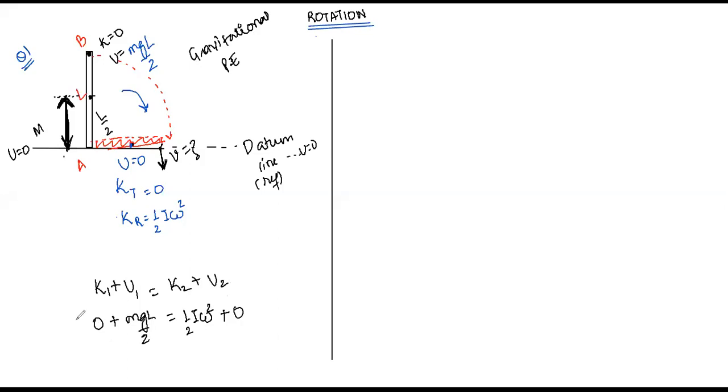Now, tell me one thing. When I write this as mgL by 2 is equal to half I omega square, what is the moment of inertia of a rod about the side or the extreme edge? Do you know this, Atul? mL square by 3, right? Are we sure, Atul? Yes, sir. Okay. So this is the moment of inertia of a rod about this end.